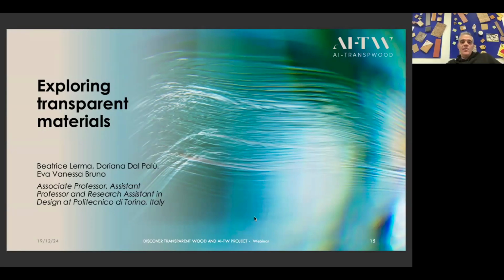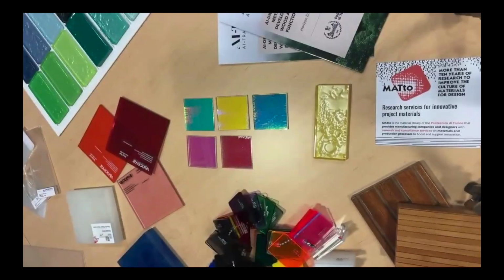Thanks, Stefania. We will go on. So now you have an overview of the project that is behind the concept of transparent wood, and now you will see something more related to the transparent wood that will be presented by Eva, Vanessa, Bruno from Politecnico di Torino. Eva, the virtual desk is yours.